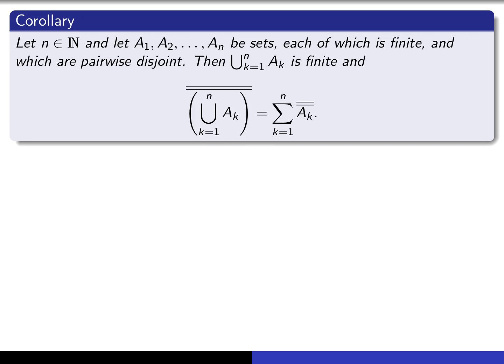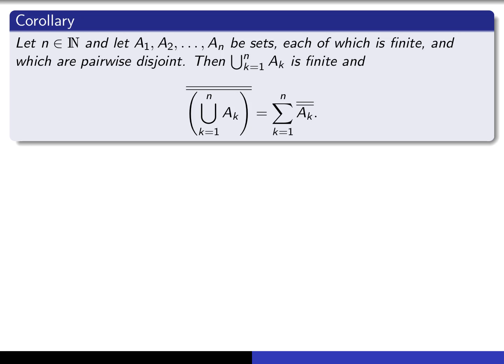Well, here's a useful corollary of the theorem. Essentially, the corollary is generalizing from 2 sets to n sets. It says that if we give ourselves a natural number n, and we give ourselves n sets, each of which is finite, and we assume that the sets are pairwise disjoint, then the union is finite, and the cardinality of the union is the sum of the cardinalities of the individual sets in the union. So the theorem that we've just finished proving is the version of this theorem with n equal to 2.